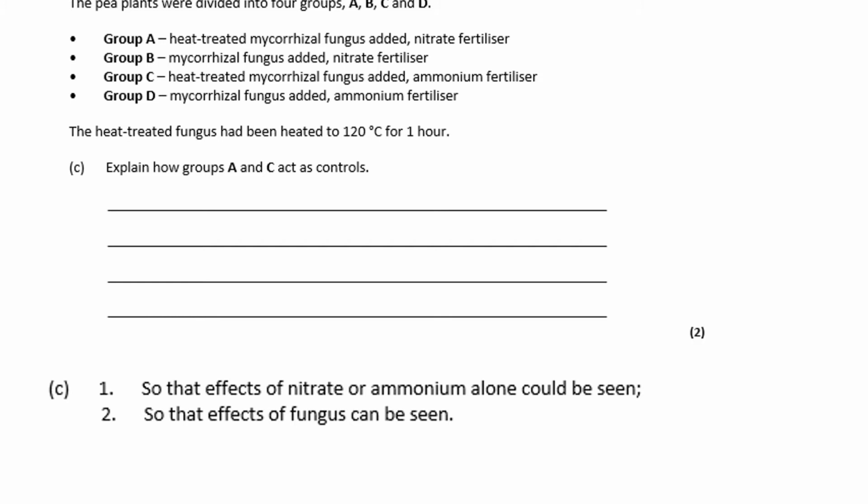For the second mark, again, to show the effects of the fungus itself. So if you kill the fungus, and in those treatments there is no fungus, you're showing the effect of that fungus. Any question about controls, it doesn't matter what the question is, you start your sentence with to show the effect of, or so the effect can be seen, of the particular treatments: the presence of the fungi in this case, or the presence of the particular fertilizer, the nitrate or the ammonium fertilizers.